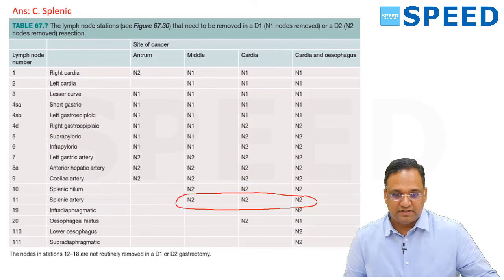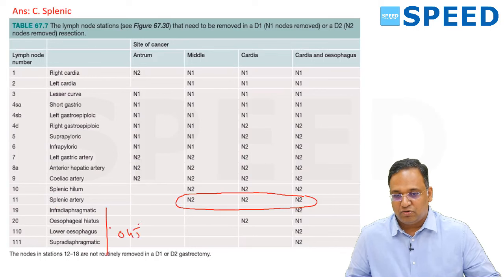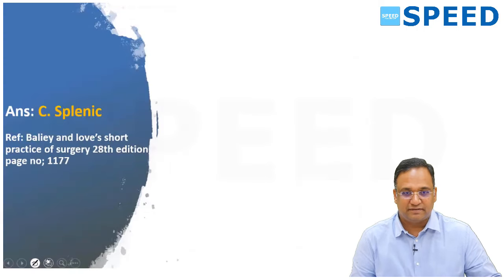So, this is what it means. Splenic nodes will be included, up to splenic nodes. Understood? So, infradiaphragmatic, esophageal hiatus, lower esophagus, supradiaphragmatic, all this for OG junction. These tumors are all for the OG junction, or lower esophageal growth involving the OG junction of the cardia. So, you need to very clearly understand. The right answer is splenic.